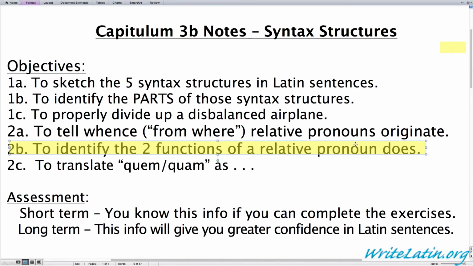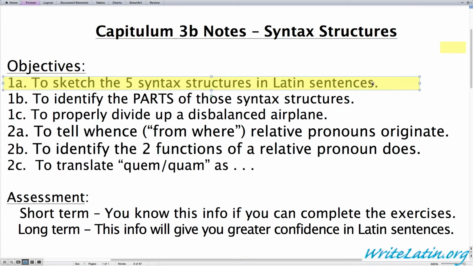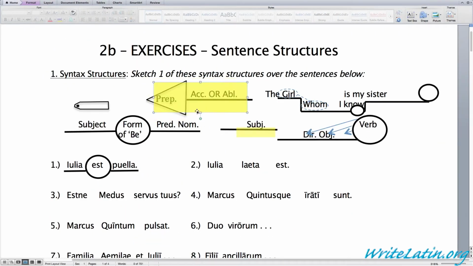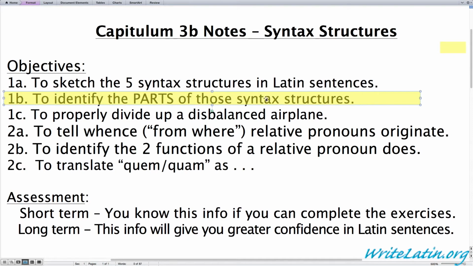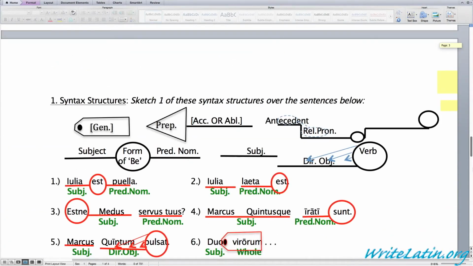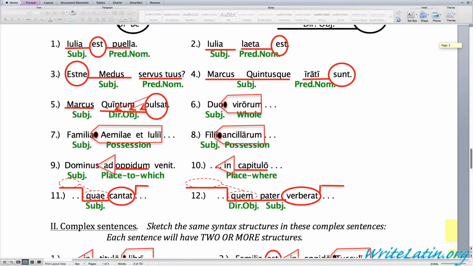Let's go back to our objectives and see if we accomplished them. To sketch the 5 syntax structures in Latin sentences, they are the name tag, the sword, the relative clause, the airplane, and the fastball. Objective 2b, to identify the parts of those syntax structures. The relative clause's parts are a relative clause introduced by a relative pronoun. The airplane's parts are a subject and a predicate nominative. And the fastball's parts are a subject and a direct object.